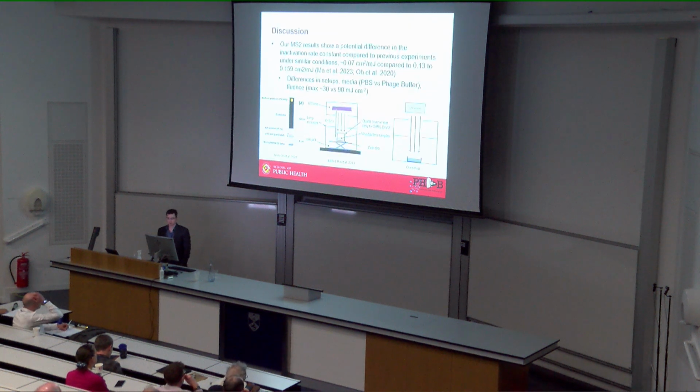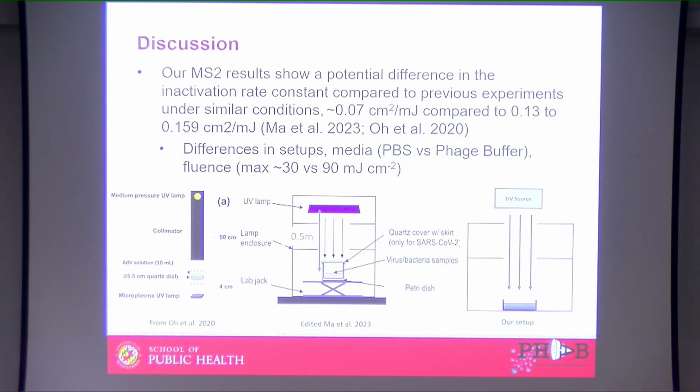Our MS2 results currently show something different from what's previously reported, such as with Malayeri and Ortel, where they reported higher inactivation rate constants. Some thoughts as to why this might relate to the setups, where we have, for example, on the far left of this slide, Ortel had a UV lamp above and below their petri dish. But Malayeri had a much more similar setup to ours, where even their distance between sample and the lamp was similar to ours as well, so it's unknown if that was the reason.